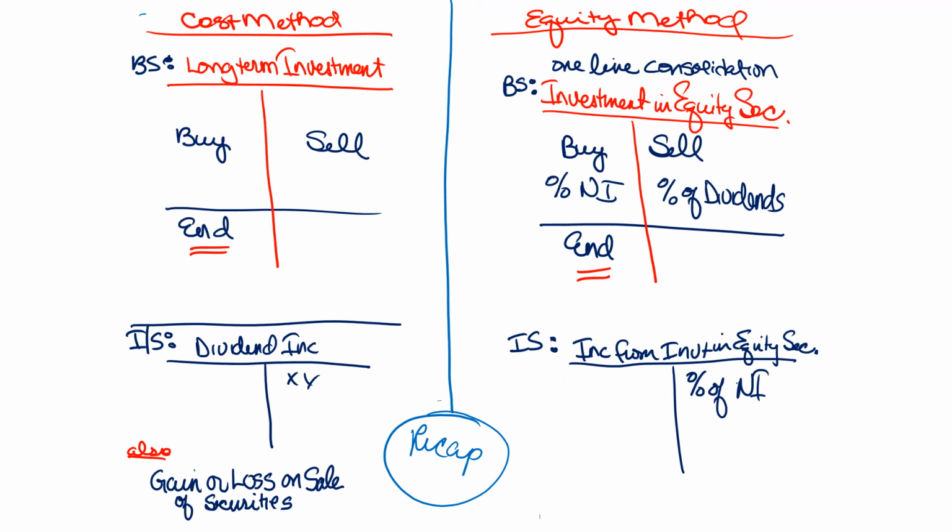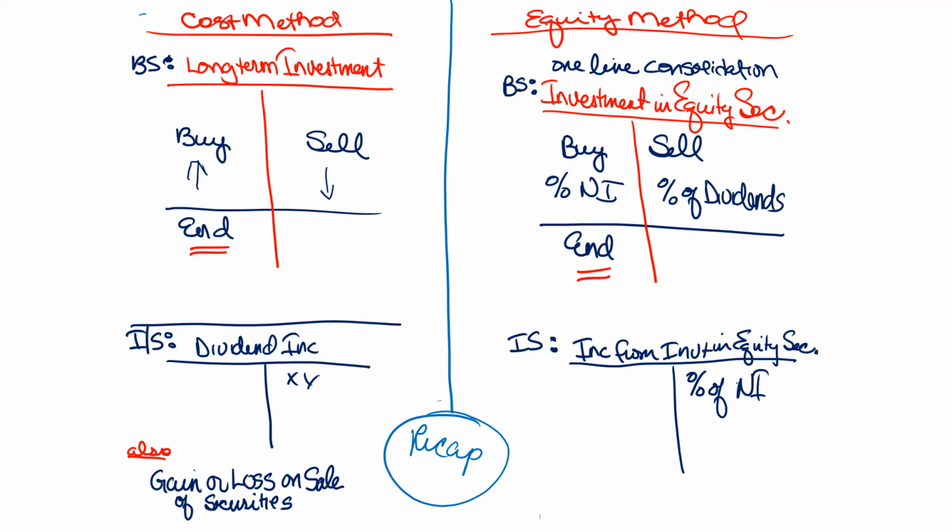To recap, the cost method has a balance sheet long-term investment account. It's increased when I buy, it's decreased when I sell, and that is kept at cost. On the income statement, you'll find dividend income, and you'll also find gains or losses from the sale of securities under the cost method.